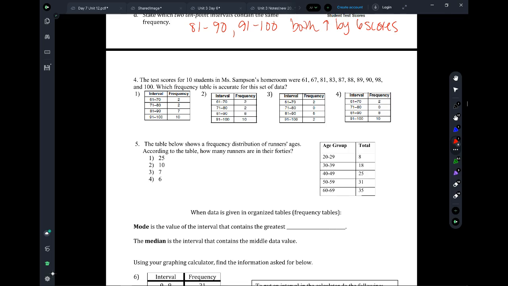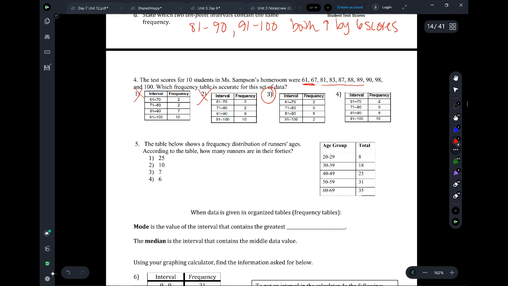So this is just a regular frequency. It doesn't say the word cumulative. So it's kind of like going back to our tally marks that we were making. And hopefully you guys see that there are 2 in the 60s, there are, looks like none in the 70s, so this one and this one's out. Okay, 81 through 89, I'm thinking it's gotta be this one.